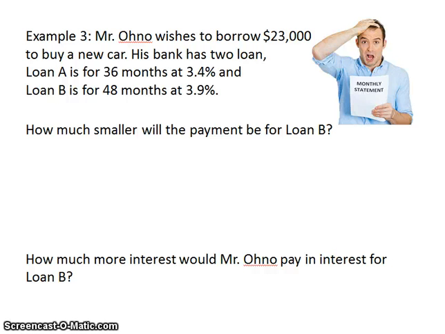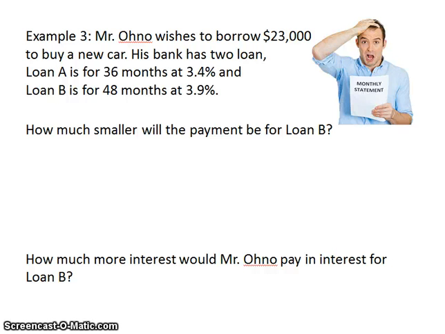Mr. Oh No wishes to borrow $23,000 to buy a new car. So his bank has two options. Option A, which is a loan for 36 months, is 3.4%. And loan B is 48 months at 3.9%. So how much smaller will a payment be?